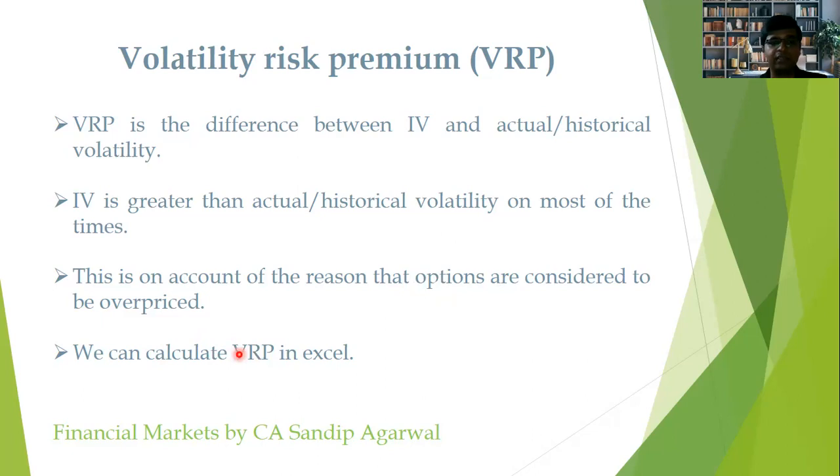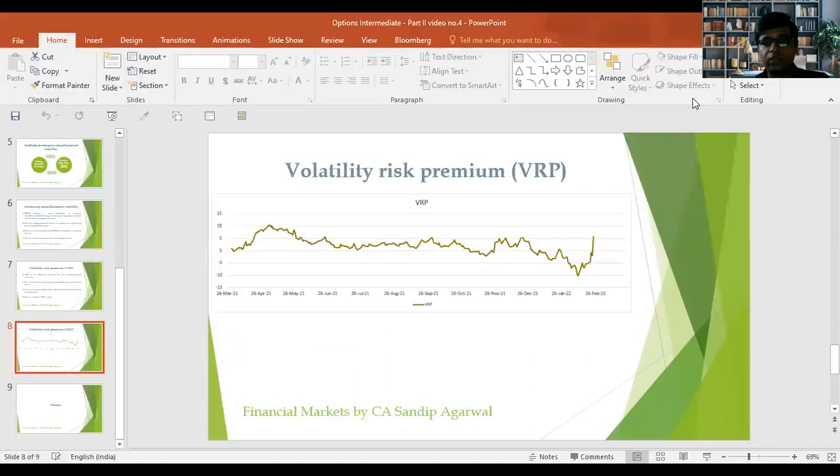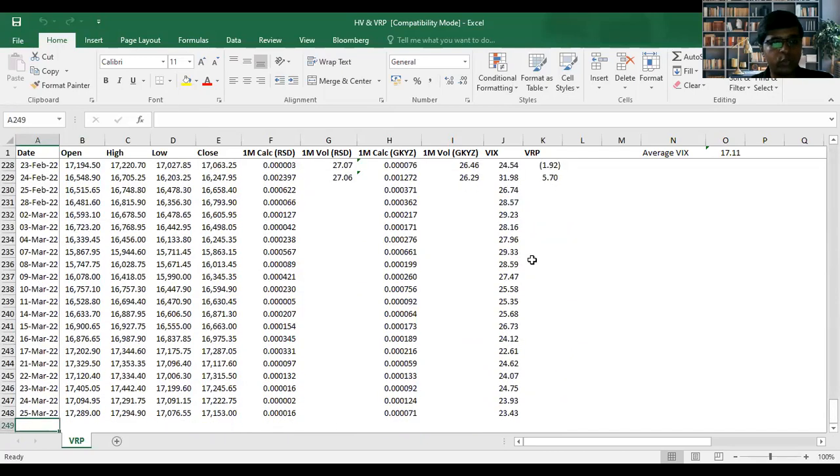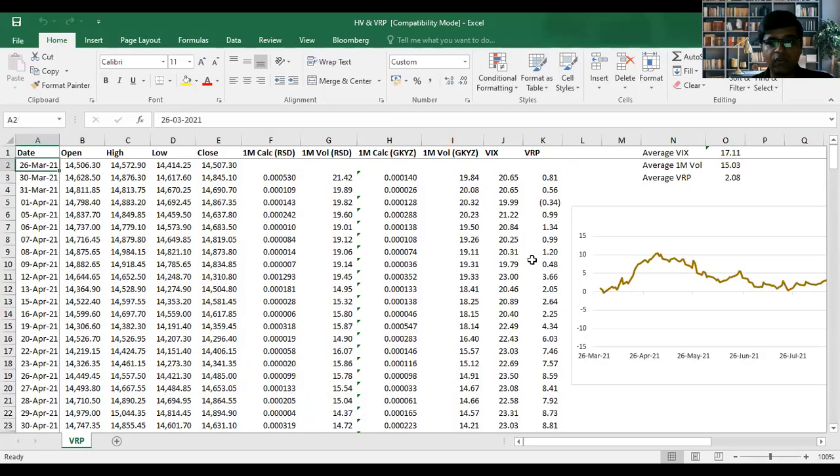We can calculate VRP in Excel. So let me just share that Excel sheet. So we can see this Excel. Basically, I have taken the data from 26 March 2021 to 25th March 2022. I have taken 1 year of data. I have plotted the open, high, low, and close data of the underlying instrument Nifty for each of those trading days. And I have calculated the actual or historical volatility under the rolling standard deviation method.